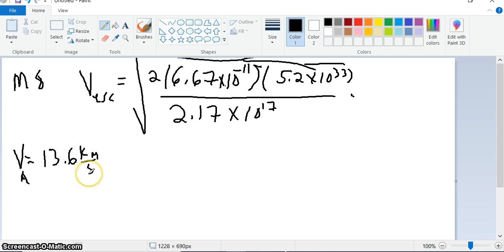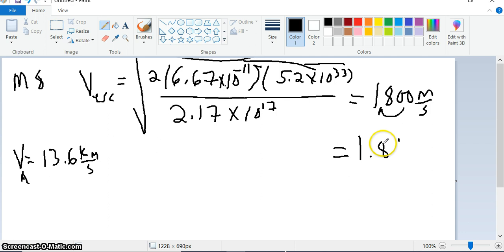Now, by the way, the numbers here come out in meters per second, but we'll change them to kilometers per second. I think it comes out to be 1,800 or so meters per second, which of course, to turn it into kilometers per second, you just move the decimal place 3 places to the left, and so this becomes 1.8 kilometers per second.